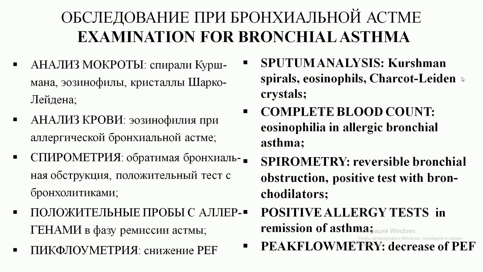The main results of bronchial asthma patient examination: sputum analysis, Curschmann spirals, eosinophils, Charcot-Leyden crystals; complete blood count, eosinophilia in allergic bronchial asthma; spirometry, reversible bronchial obstruction, positive test with bronchodilators, positive allergy tests in remission of asthma; peak flowmetry, decrease of peak expiratory flow.